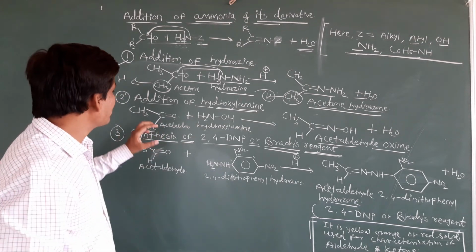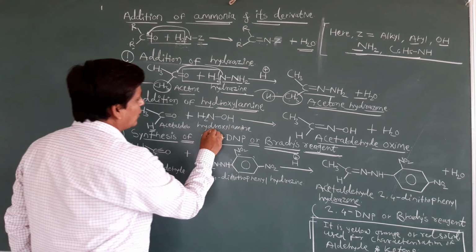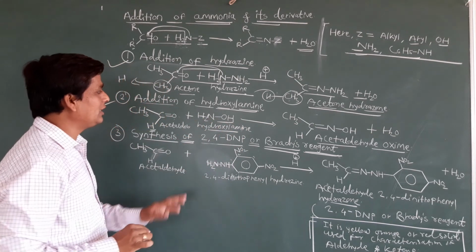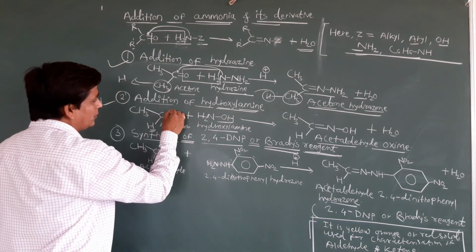Then you can see it is acetone. Now clear, students? So what is the hydroxylamine structure? NH2 single bond OH. This is hydroxylamine. The same reaction takes place. The water molecule will be removed like this.